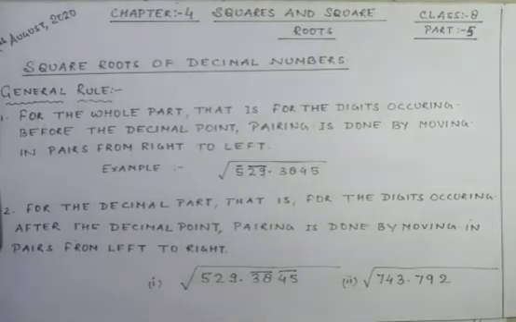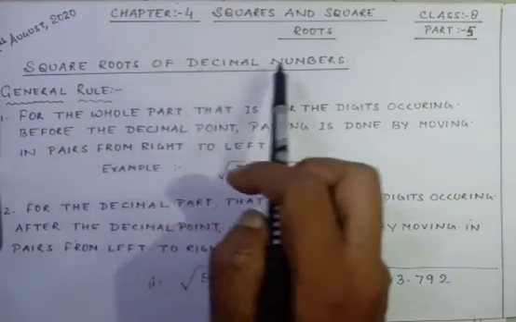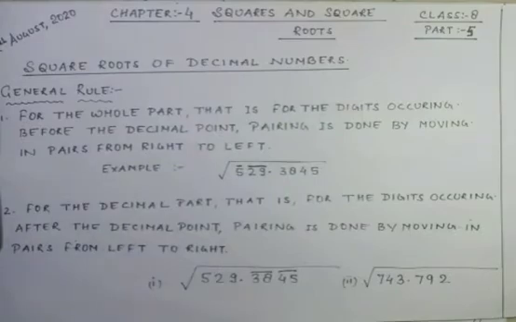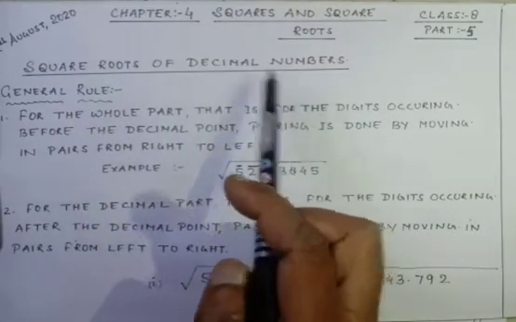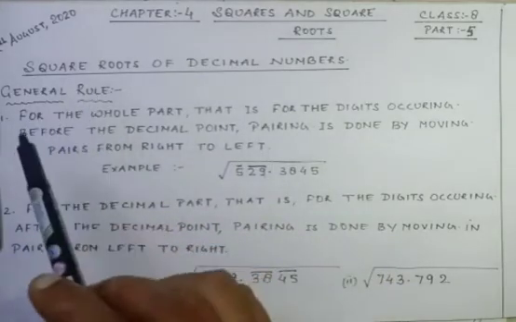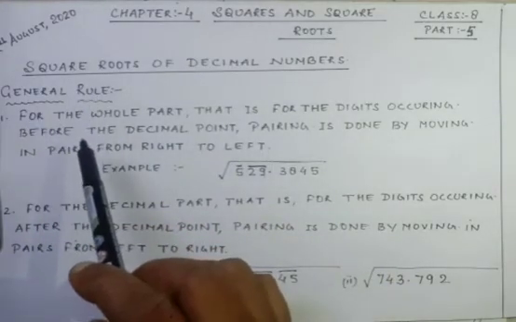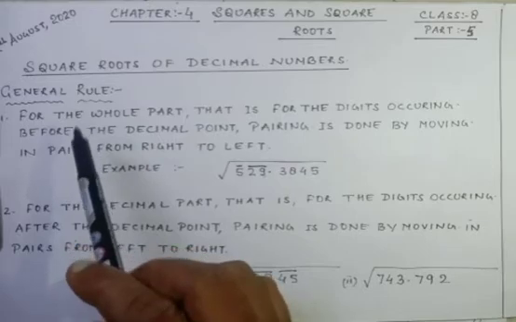Today we are going to start with the last part of the same chapter, that is squares and square roots. Today I am going to start with a very new topic, that is how to find the square root of decimal numbers. If you have to find the square root of a decimal number, there are some general rules that you have to keep in mind. Let us see all the general rules.